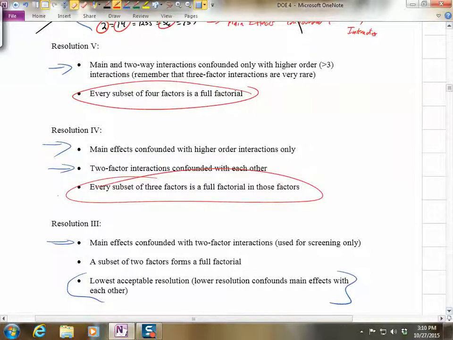Remember what was called the projection property of these fractional factorial designs, which means if you do a design and you have a lot of factors, if you throw out a number of factors, then whatever's left, you might be left with a full factorial in the important things that are left. That's a bit more detail than you need. Just remember that projection property.